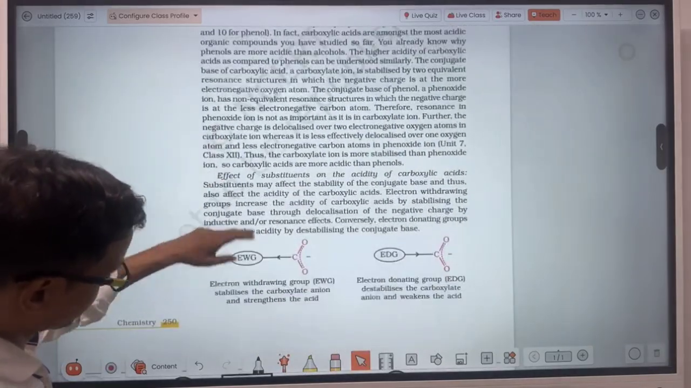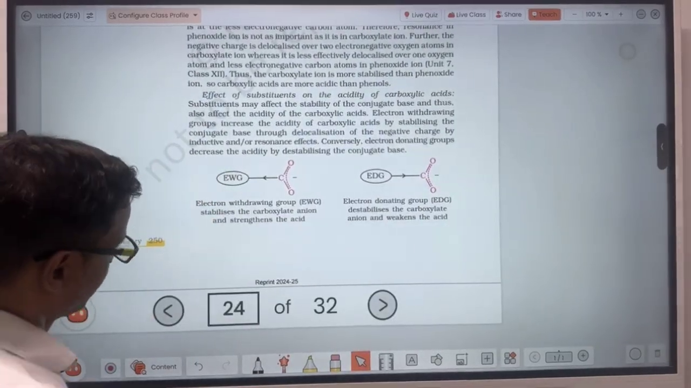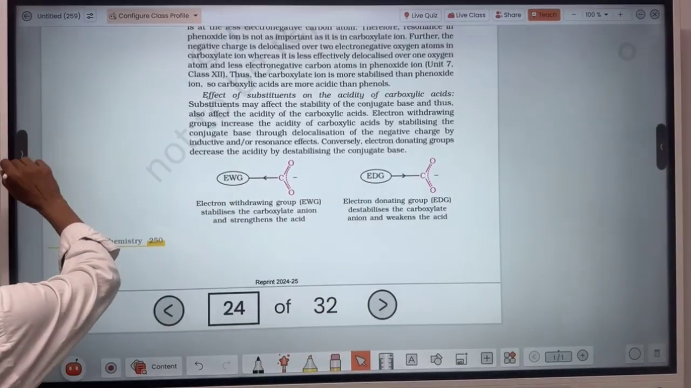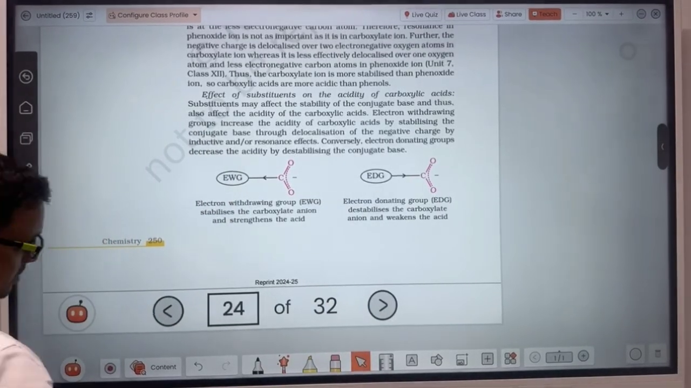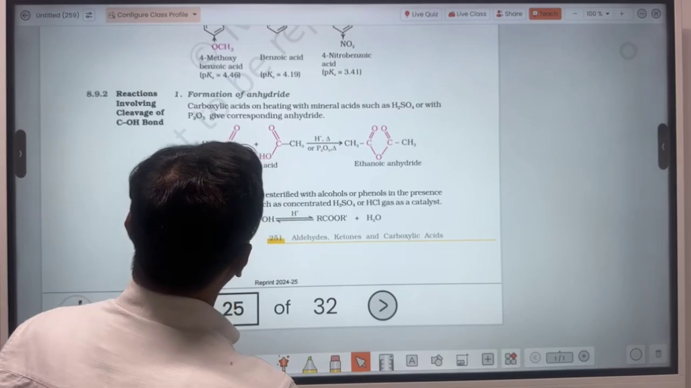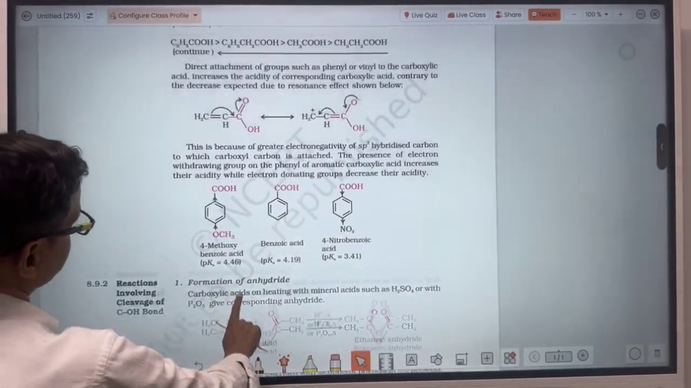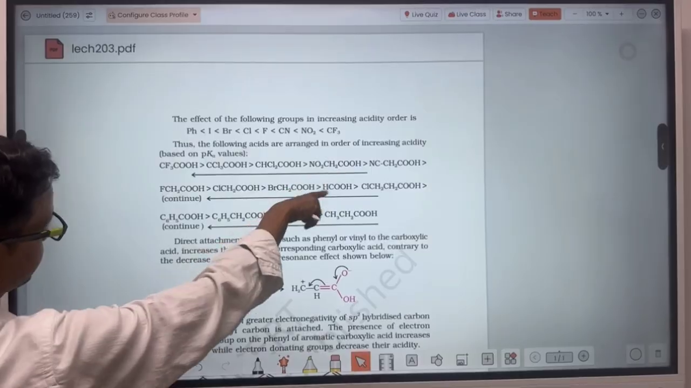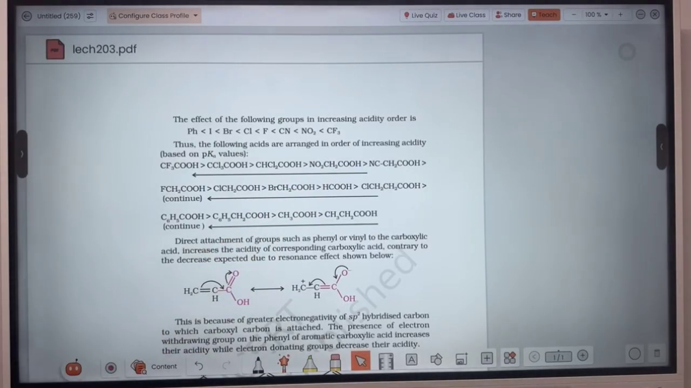So that was the acidic character about that. Now let's see about that electron withdrawing group. That will decrease the acidic strength. The electron releasing group, that will decrease the acidic strength. So here no need to mug up. No need to mug up this one.